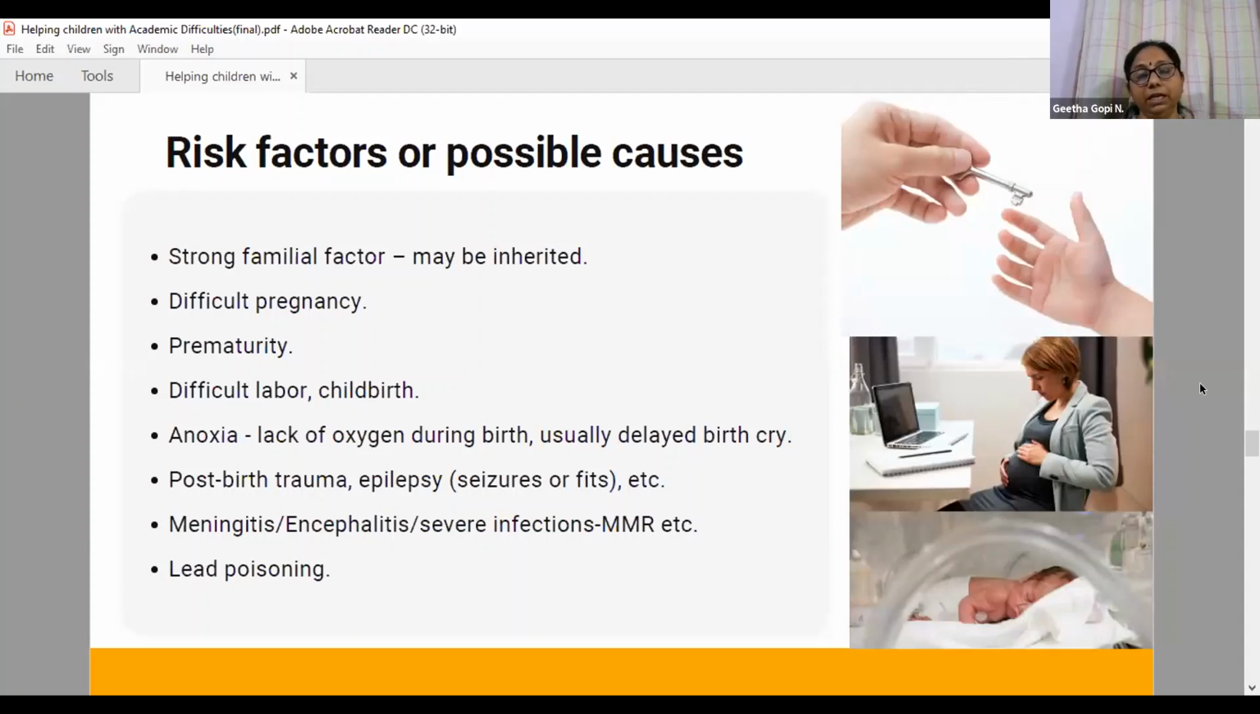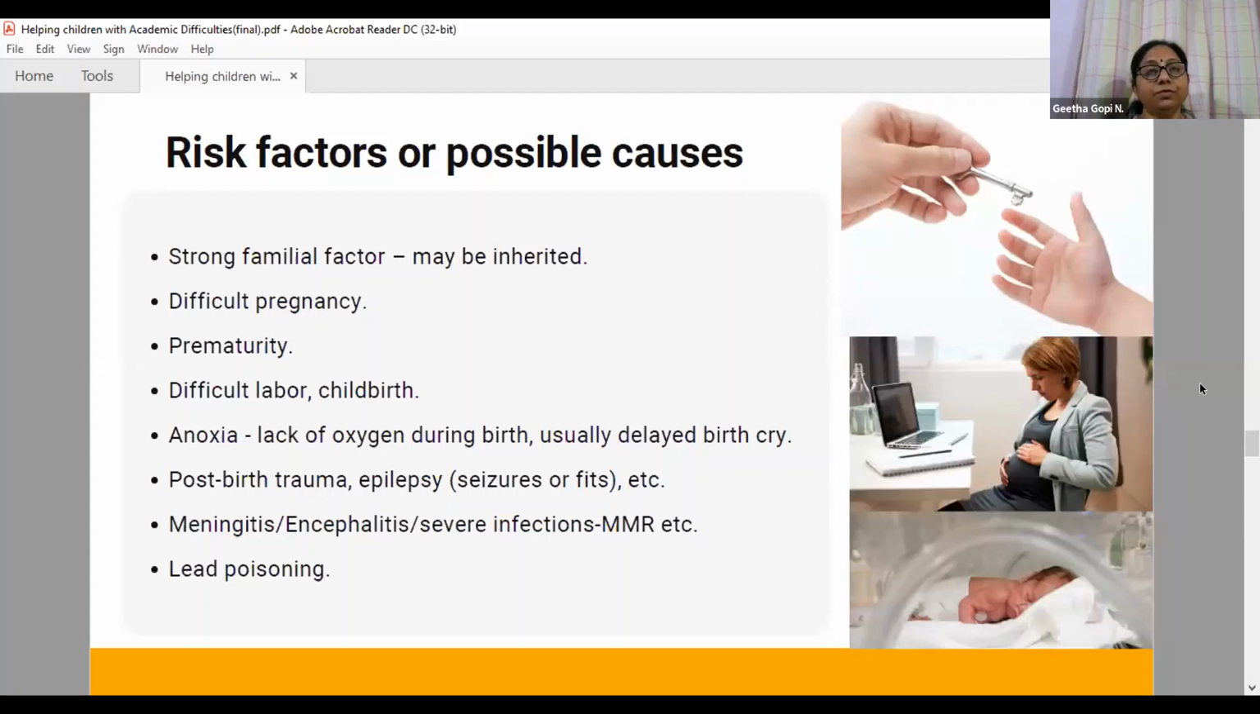Difficult labor and childbirth. So during birth, if the labor has been prolonged or it had to be induced, and if there was fetal distress because of prolonged labor, etc. All these can be possible risk factors to developing some kind of neurodevelopmental issues, which may ultimately have an adverse effect on later academic learning.